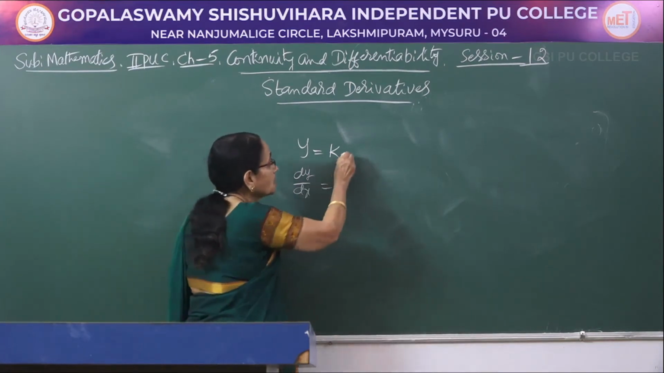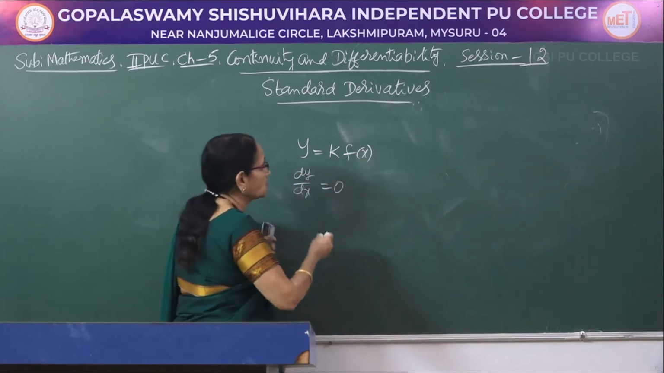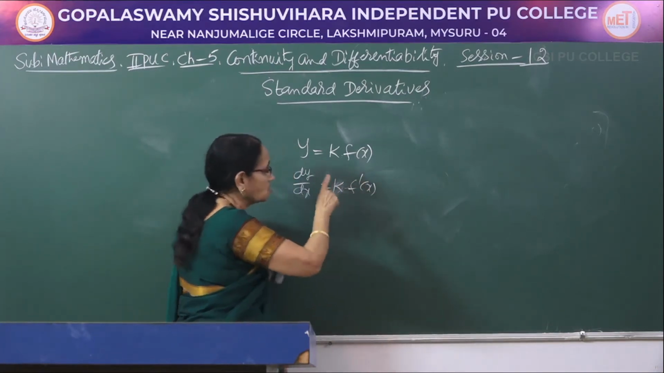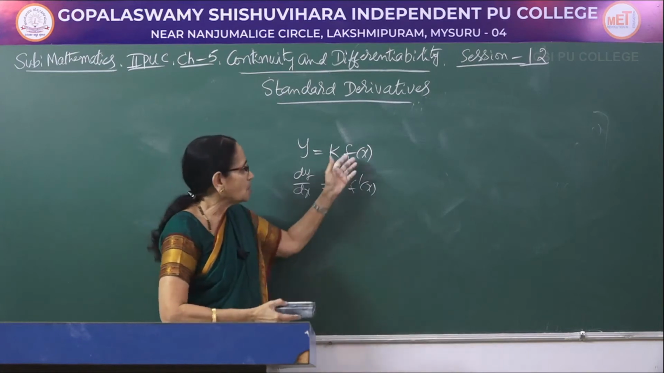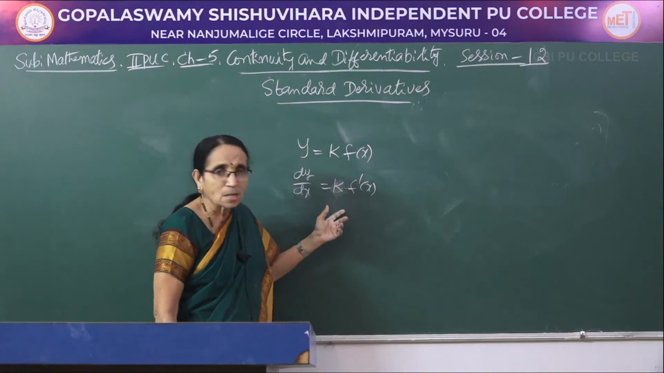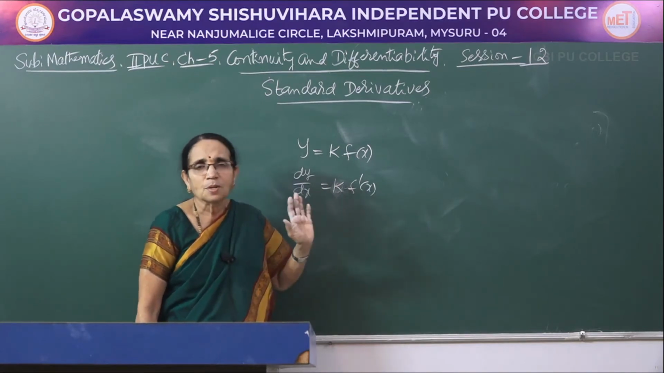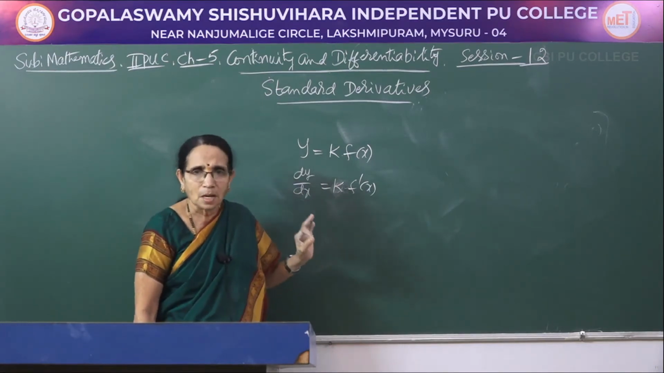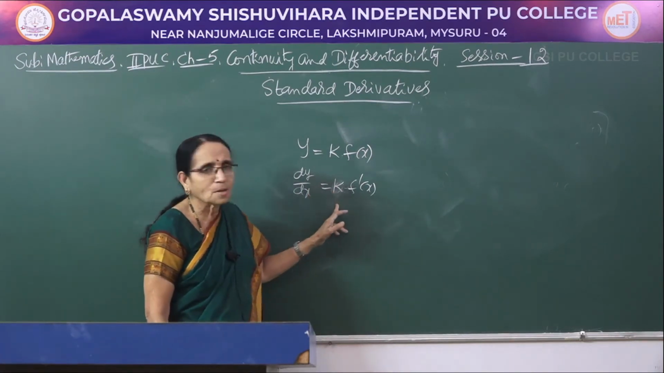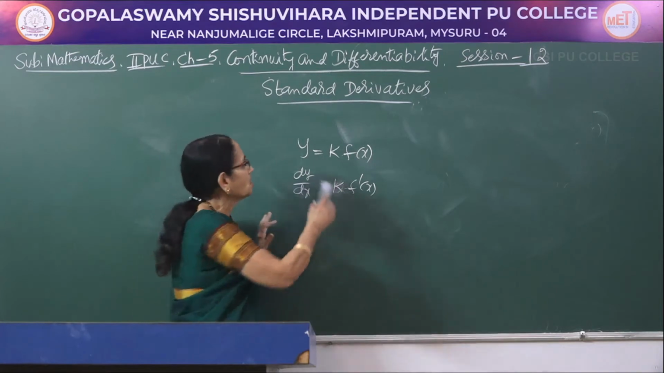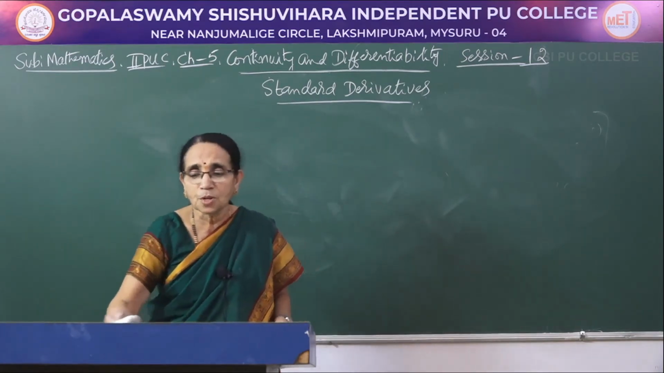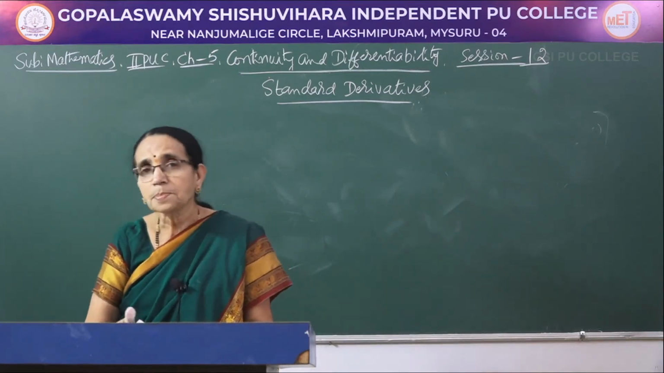And if it is given k into f(x), then k remains the same, f(x) becomes f dash x. Be careful about this one, because I have seen many students committing the mistake here. Wherever k is there, they write the value 0. It is not so. If it is only a constant function, the derivative becomes 0. When it is multiplied by a function, the constant remains the same, the function has to be differentiated. So, these are the things which I learnt in first year PUC portion.